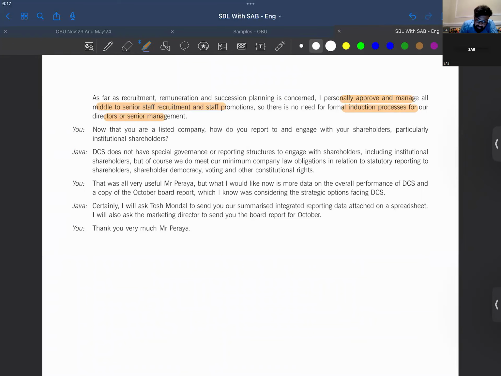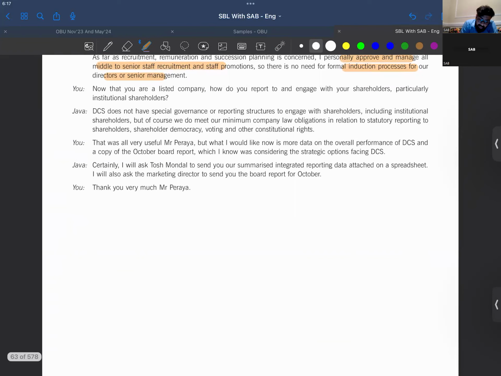Now that you're a listed company, how do you engage with your shareholders? DCS does not, since now you are listed, so they must have an engagement with shareholders by having AGMs, right? So DCS does not have special governance or reporting structures to engage with shareholders, including institutional shareholders. But of course, we do meet the minimum company law requirements in relation to statutory reporting, shareholder voting and other constitutional rights.